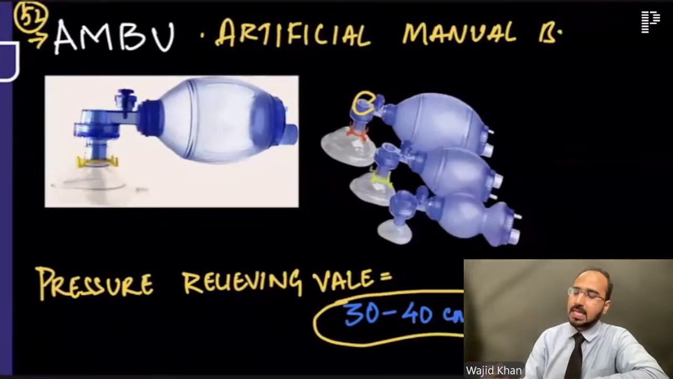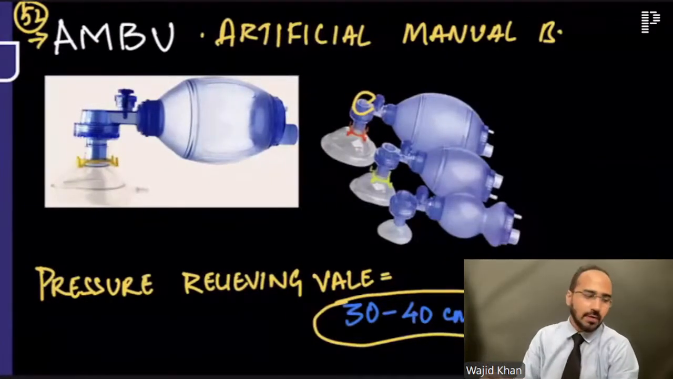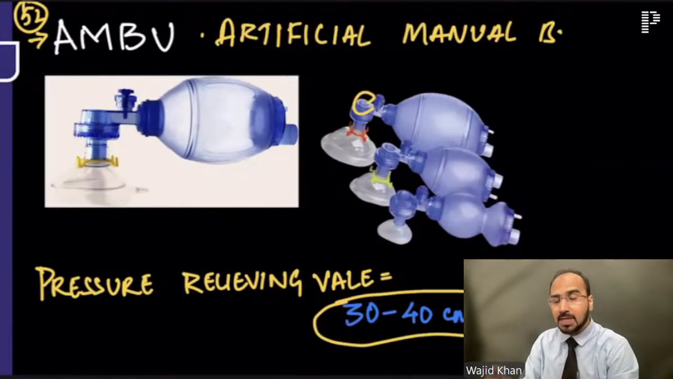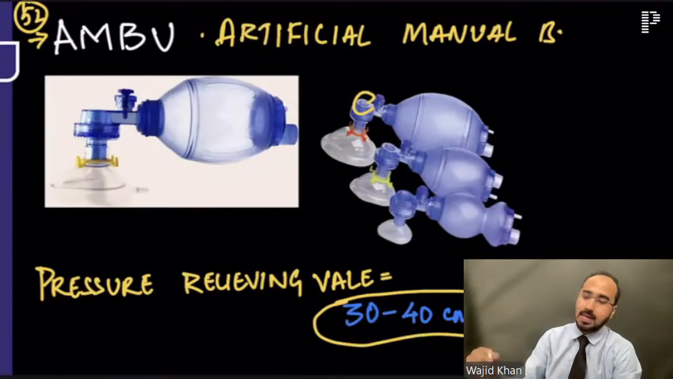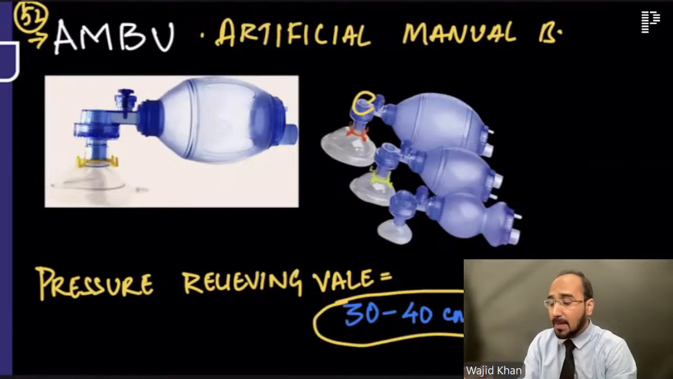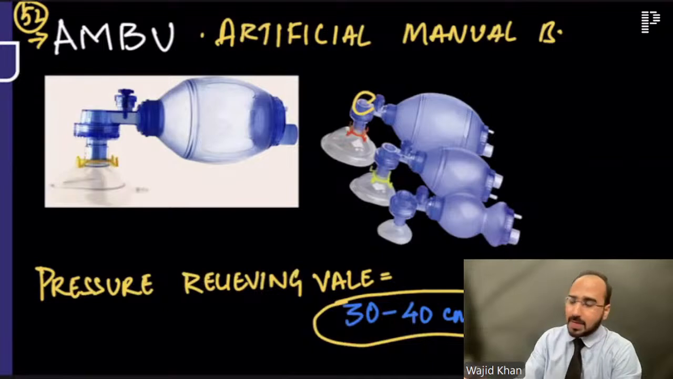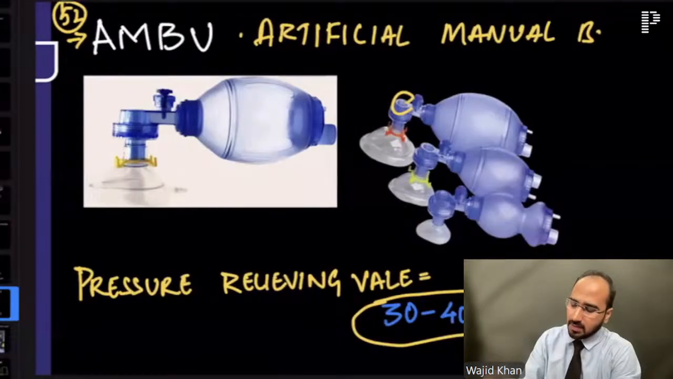Next, guys, AMBU bag. What is AMBU? Full form of AMBU is artificial manual breathing unit. In an AMBU bag, there are two valves. One is the unidirectional valve, the other is the pressure relieving valve, usually seen in adult AMBU bags. The pressure relieving valve can relieve a pressure of up to how much? 30 to 40 centimeters of water.